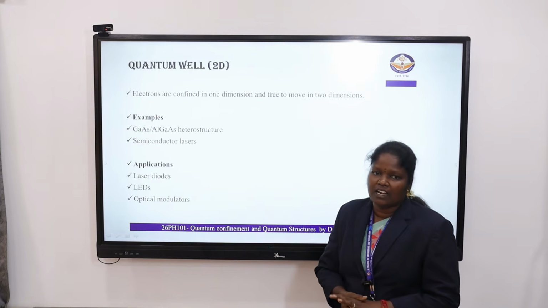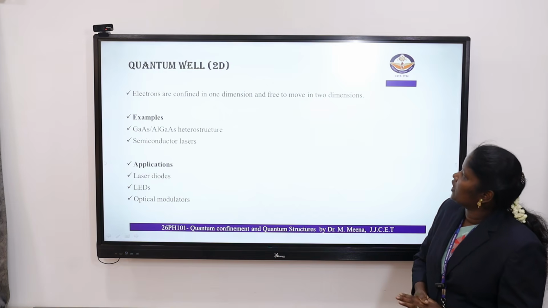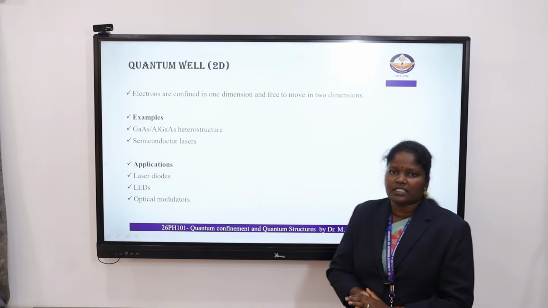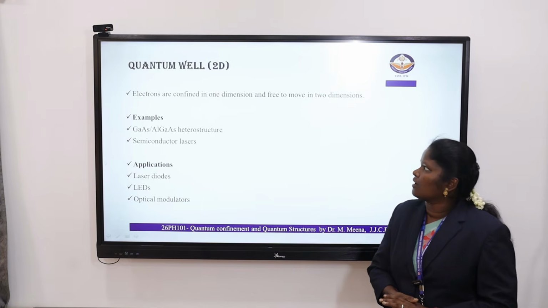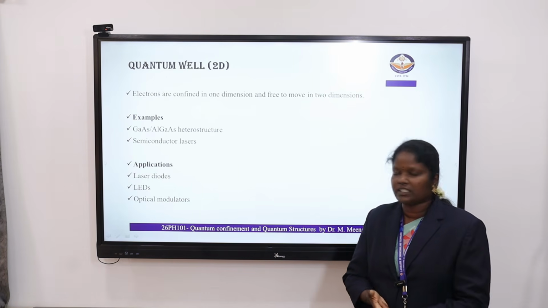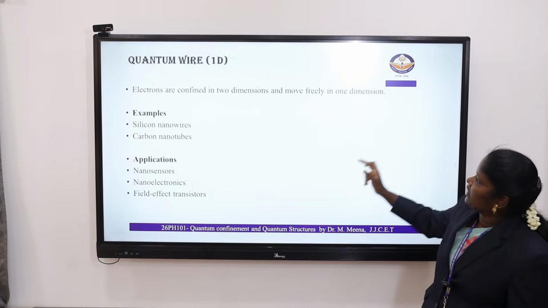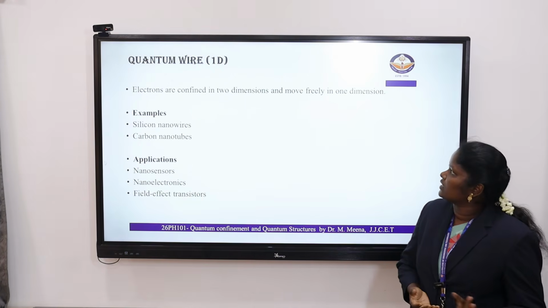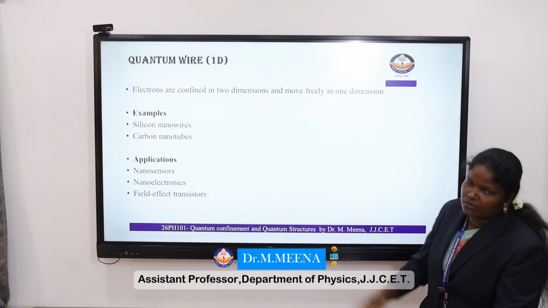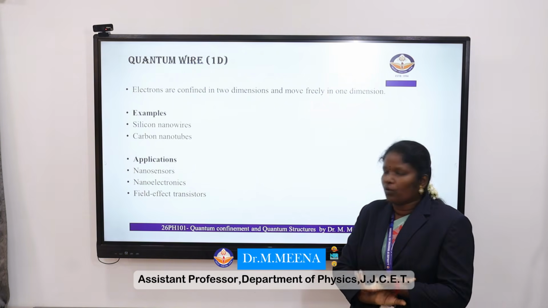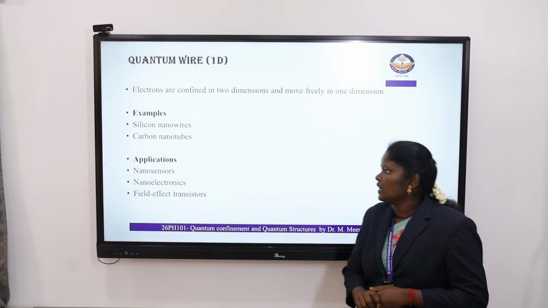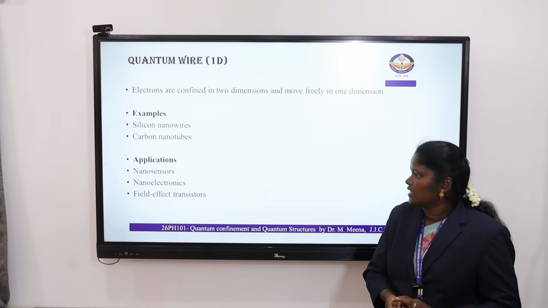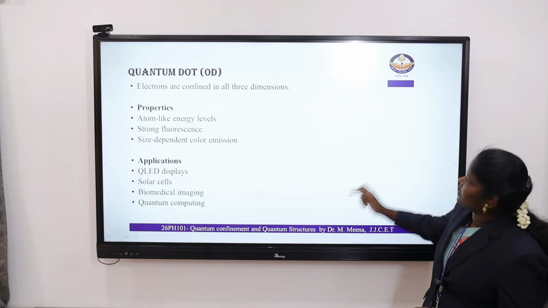Quantum well: electrons are confined in 1 dimension and free to move in 2 dimensions. For example, gallium arsenide and semiconductor lasers. Applications of quantum well are laser diodes, LEDs and optical modulators. Quantum wire: electrons are confined in 2 dimensions and move freely in 1 dimension. For example, silicon nanowires and carbon nanotubes. Applications are nanosensors, nanoelectronics and field effect transistors.